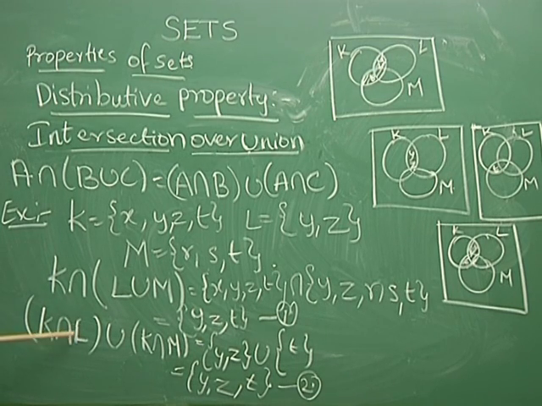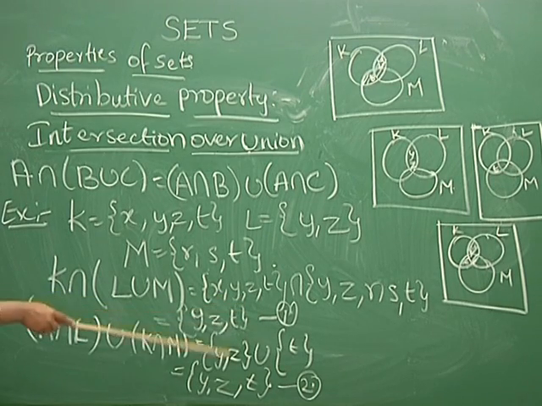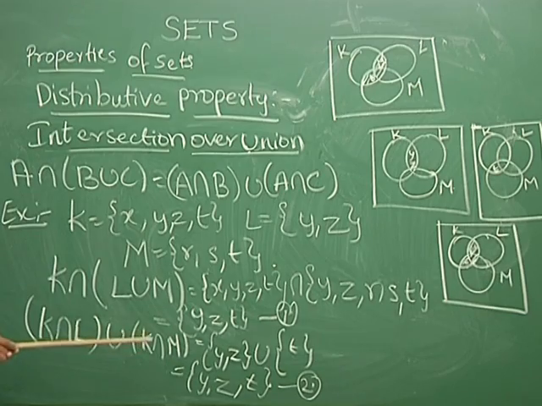Now K intersection L. In K and L, we have the common elements y, z. In K intersection M, in K and M we have the common element t. Again we need to combine these both the values by the operation union. Union indicates all or combination of both the elements. So y, z, t, let it be equation 2. When we see the first and second equations, both the answers are the same. Hence the intersection over union property is verified. Now let us see this example through Venn diagram.